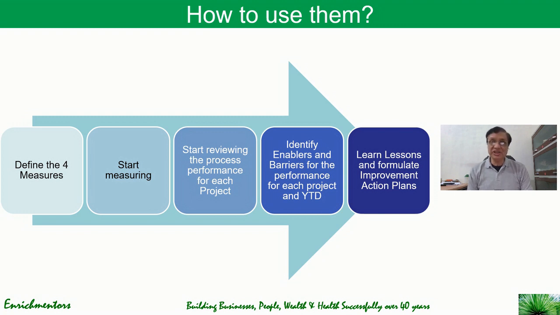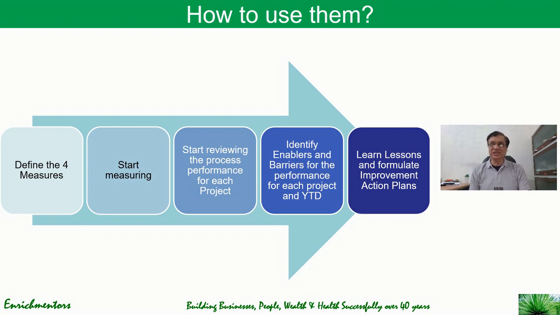Then we need to start measuring from whatever time we have defined the measure, and get leadership alignment, especially because it is for business and leadership acceptance is important. Then we start reviewing the process performance for each project. If you are in a job shop or project type environment, then you need to do it for each. And if you have multiple projects, then you need to do it for the whole process as such. But we need to start measuring the performance for each project. Identify enablers and barriers for the performance of each project and YTD.